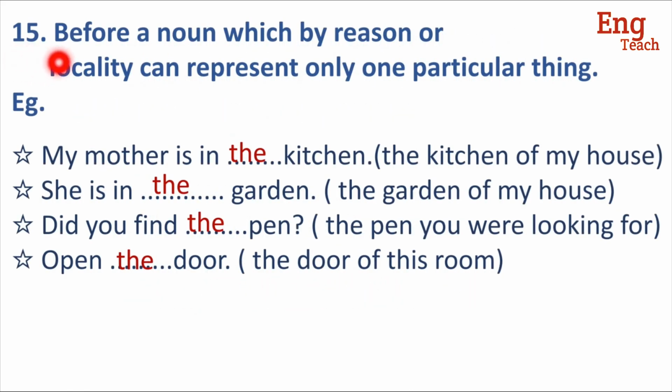Rule number 15. The is used before a noun which by region or locality can represent only one particular thing. For example, my mother is in the kitchen. This kitchen means the kitchen of my house. She is in the garden of my house. Did you find the pen? The pen you are looking for. Open the door of this room.